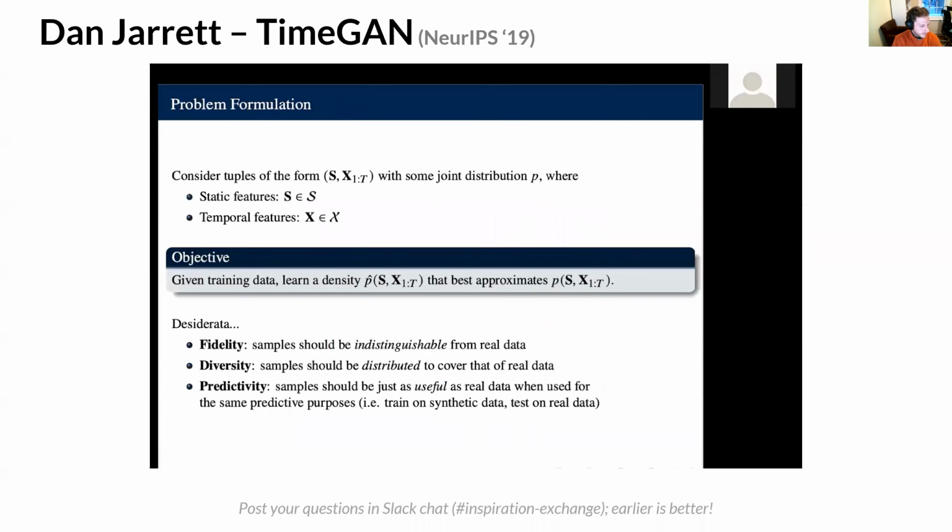Okay, so we want to model data with both a static and temporal component. What do we care about, right? Three things. The samples should be indistinguishable from real data. They should be distributed to cover the real data, and they should be just as useful as real data when used for the same predictive purposes. So if I trained an algorithm using the synthetic data, I ought to perform reasonably well on a test set drawn from real data.